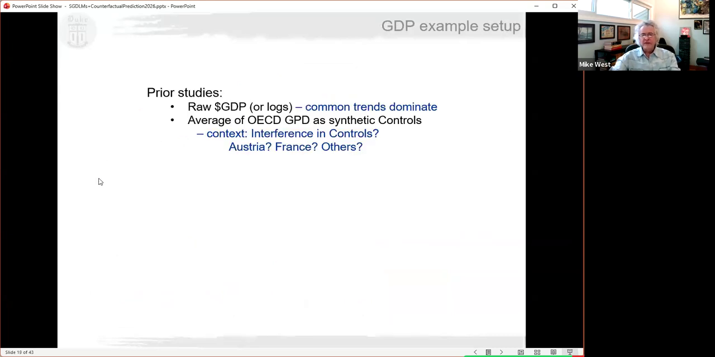Okay, so the setup we have then is, as I mentioned earlier, people had used raw GDP and taken an average of all of the other countries as a single control. I worry about that because that averages GDP in Austria, France, Belgium, Netherlands, Denmark, major trading partners of Germany, particularly Austria. So wouldn't you want to worry about the interference effect I alluded to earlier, that these countries would be impacted if Germany were?